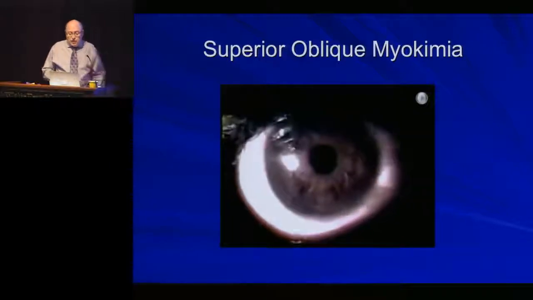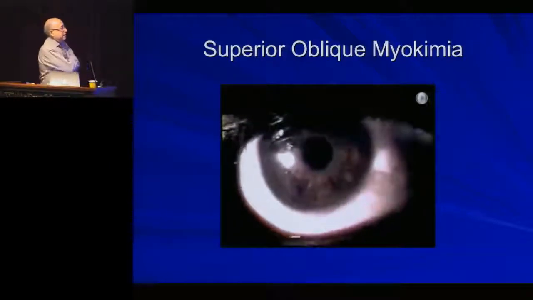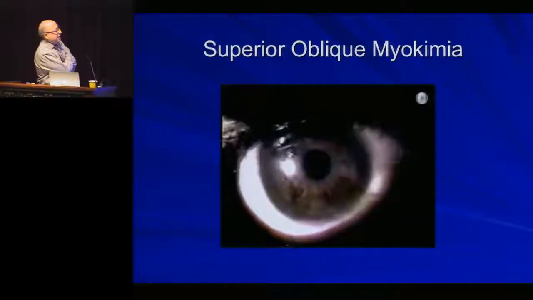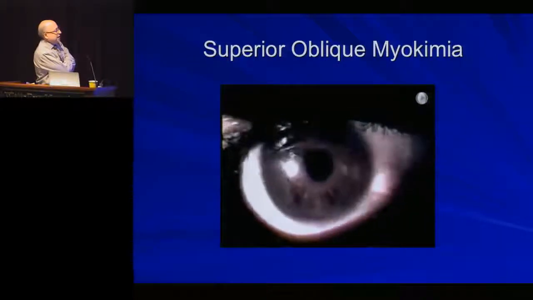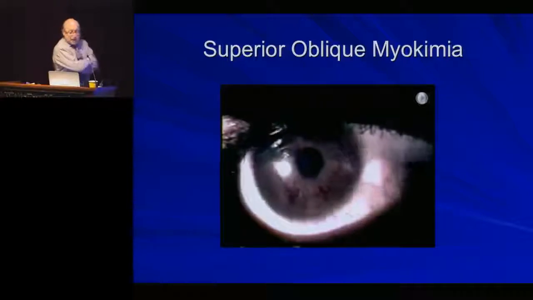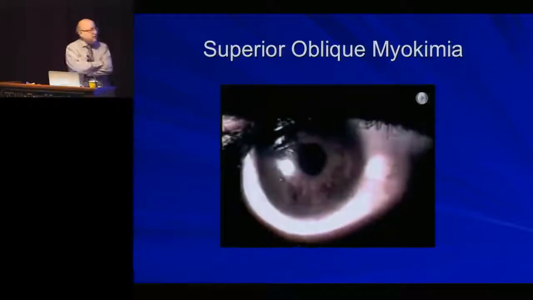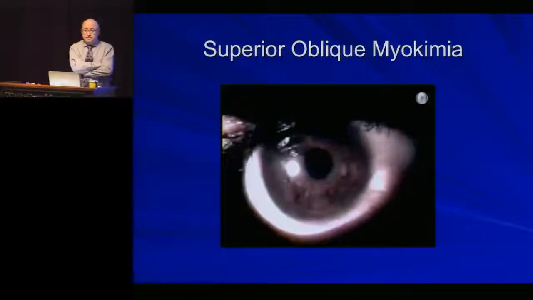So this is a right superior oblique myokymia. You see it's sort of like a twitching in the right superior oblique muscle with depression of the eye and intorsion. Monocular, typically benign, typically responds to things like carbamazepine.